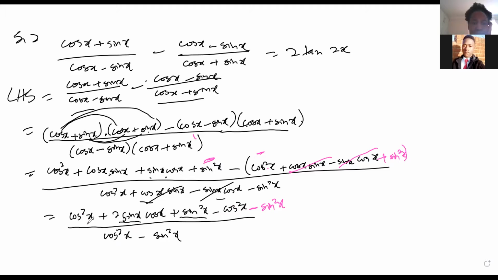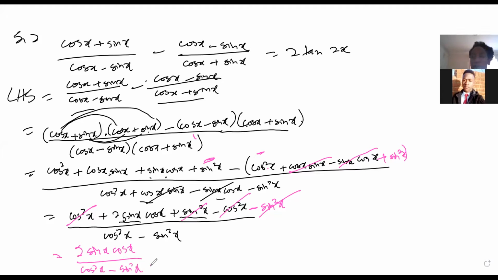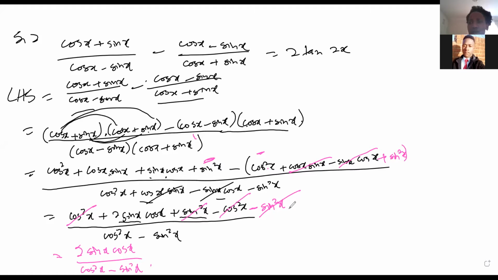So we've got cos squared x will cancel out. This will cancel with that. This will cancel with this. Now I am left with 2 sine x cos x over cos squared x minus sine squared x. Okay. Then, yes, Snetemba, you raised your hand. You can unmute, then you can talk.